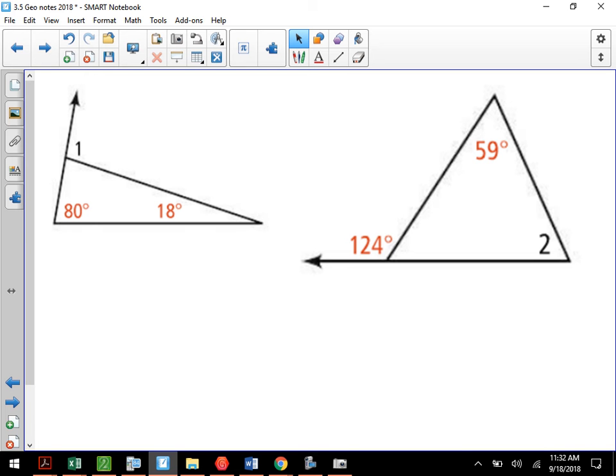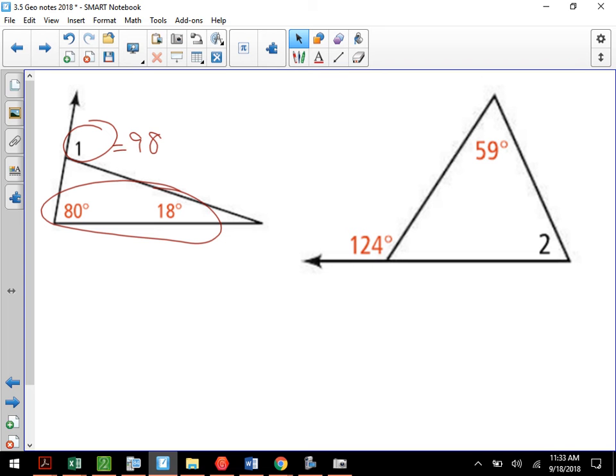What do you do for angle 1? Right. Angle 1 is an outside angle. It's an exterior angle. This angle will always equal the sum of the two it doesn't touch, which means angle 1 is 98.